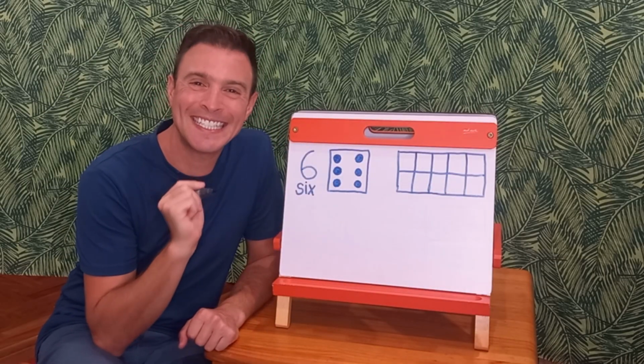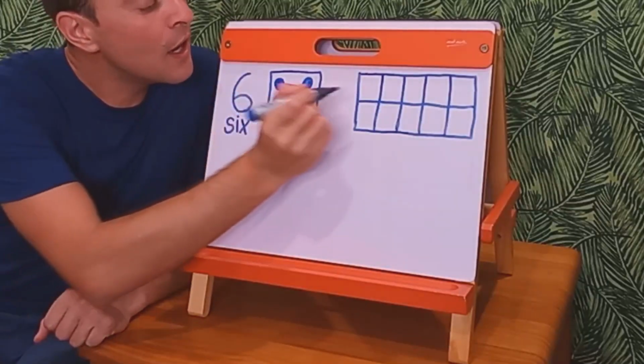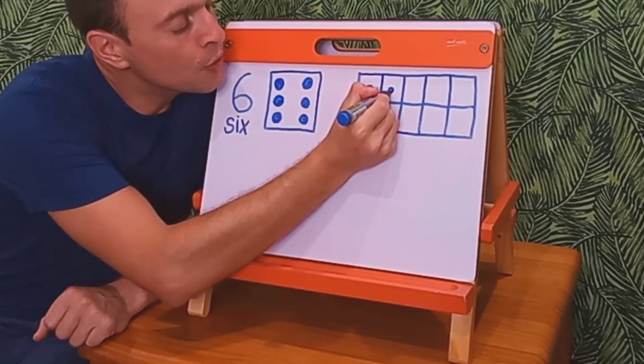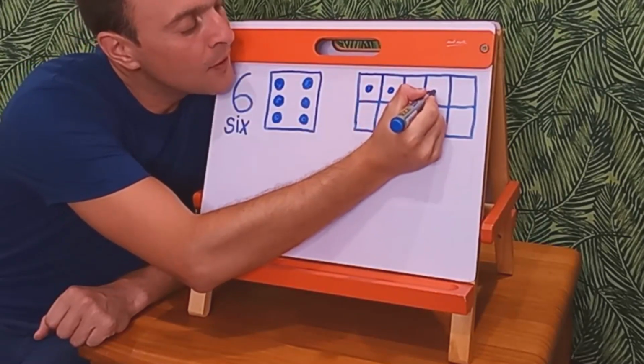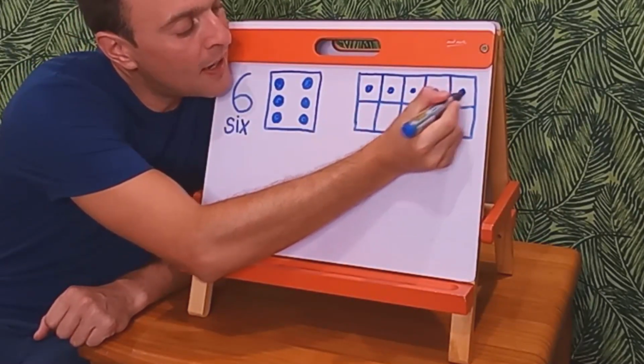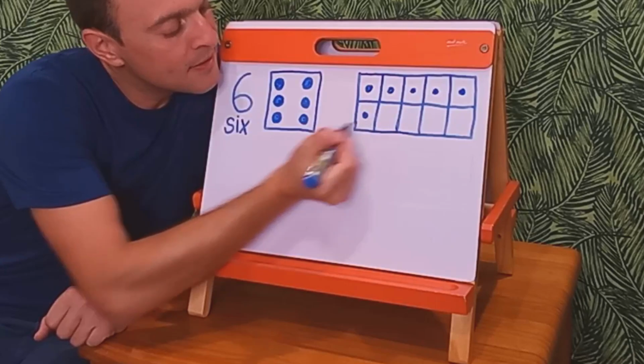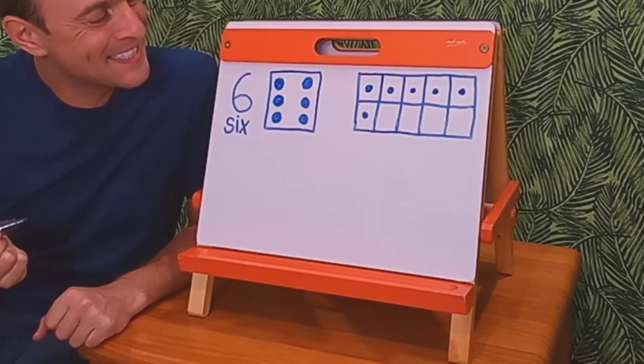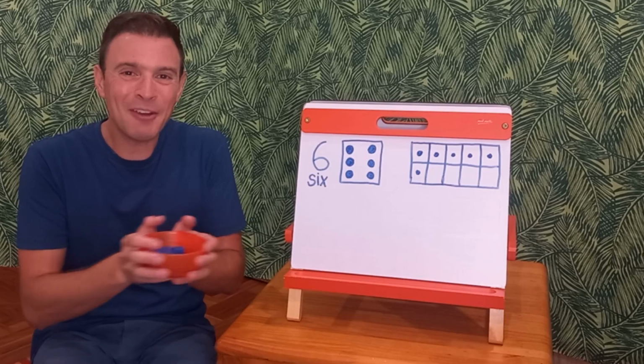Oh yes, 6. Let's go, starting from the top left box. 1, 2, 3, 4, 5, 6. So I have one full row and one more. That shows 6. Okay everyone, here are my blocks.